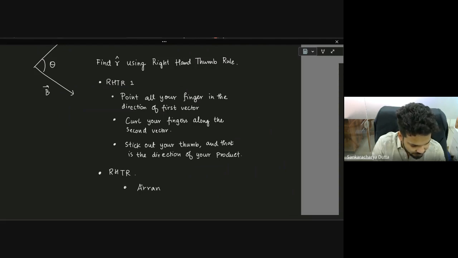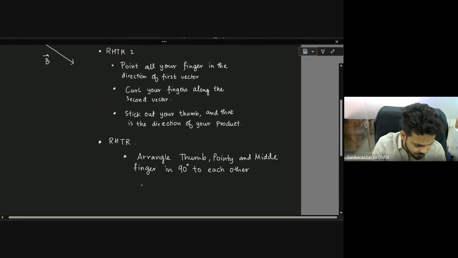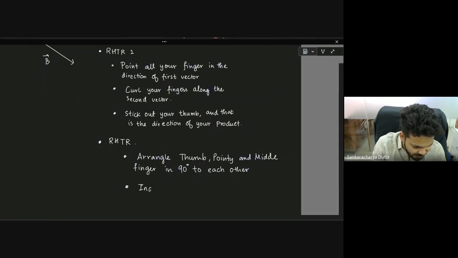Arrange thumb, pointy, and middle fingers at 90 degrees to each other. Second point, index, we call the pointy finger index, right? Yeah. Index finger is the first vector.